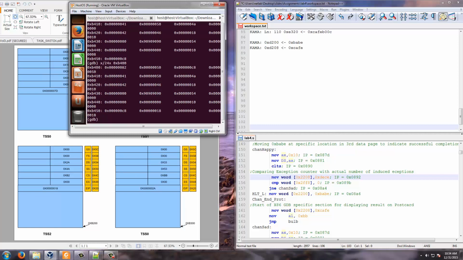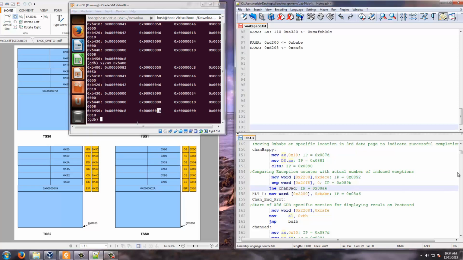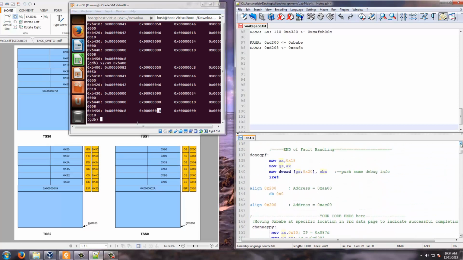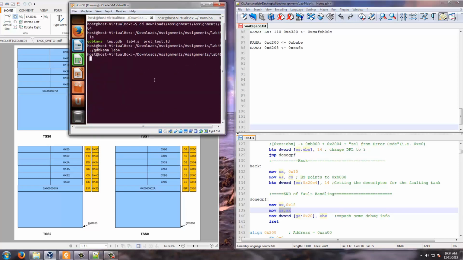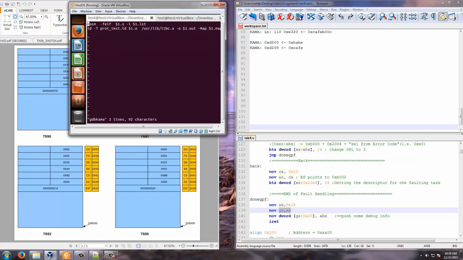Actually I should put it as: your DS is 18, SS is C8, your FS and GS have become 18. Please note that you made GS 18 as a part of your interrupt service routine. Note here in line 139 you made GS 18 and that is reflected. And 842 is this line.